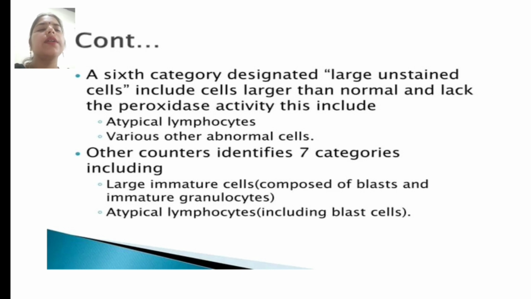Other counters identify 7 categories, including the large immature cells composed of blasts and immature granulocytes, and atypical lymphocytes including the blast cells.